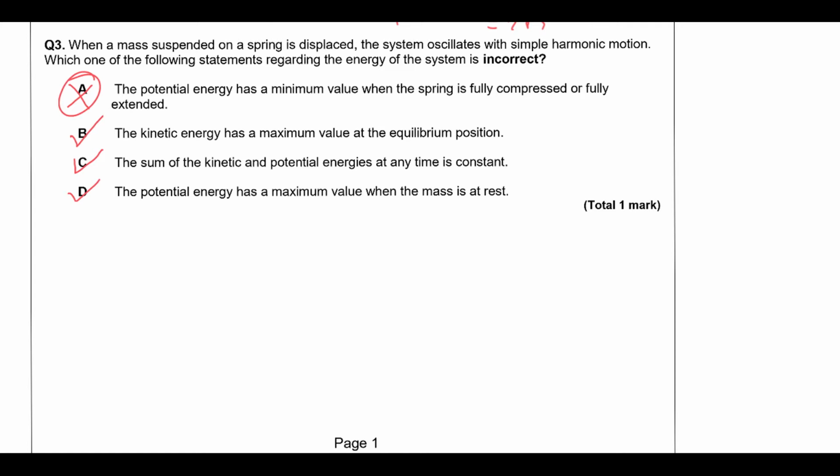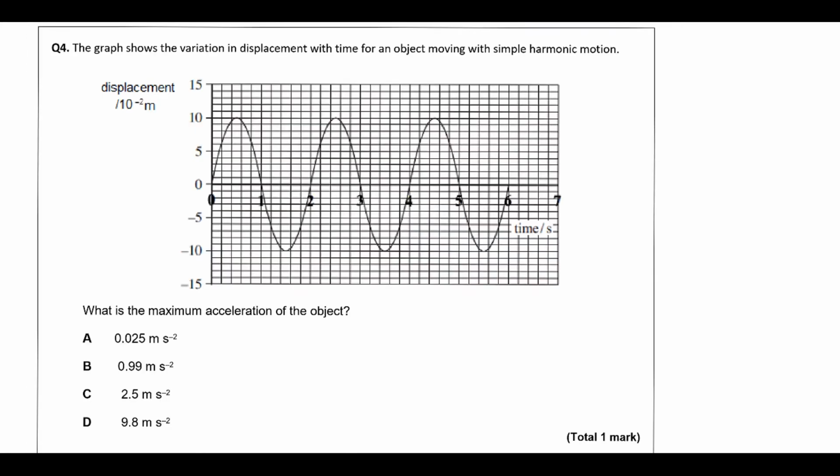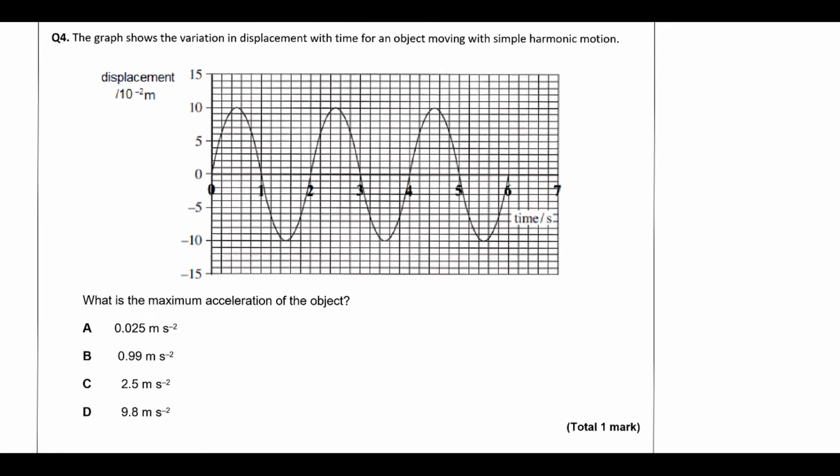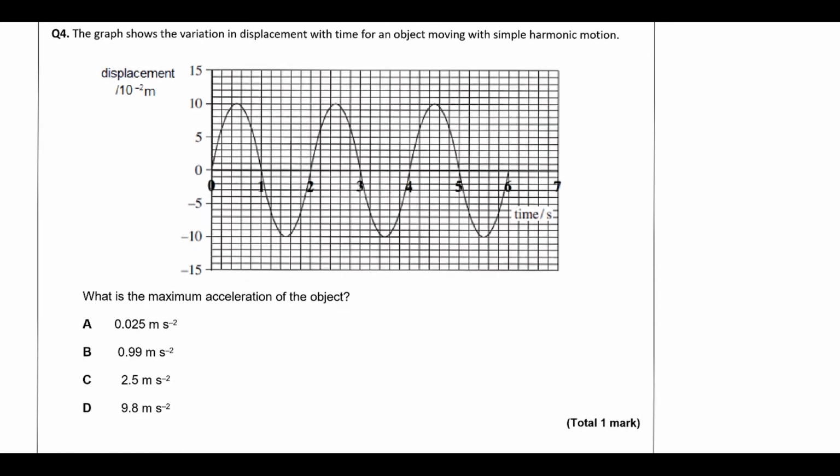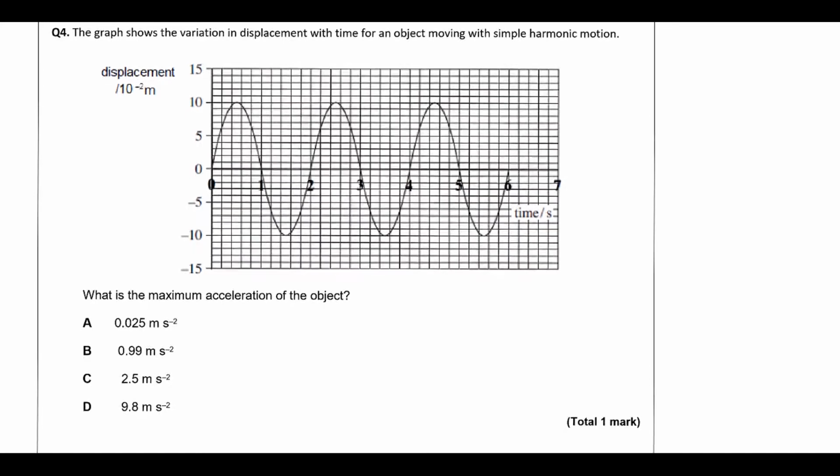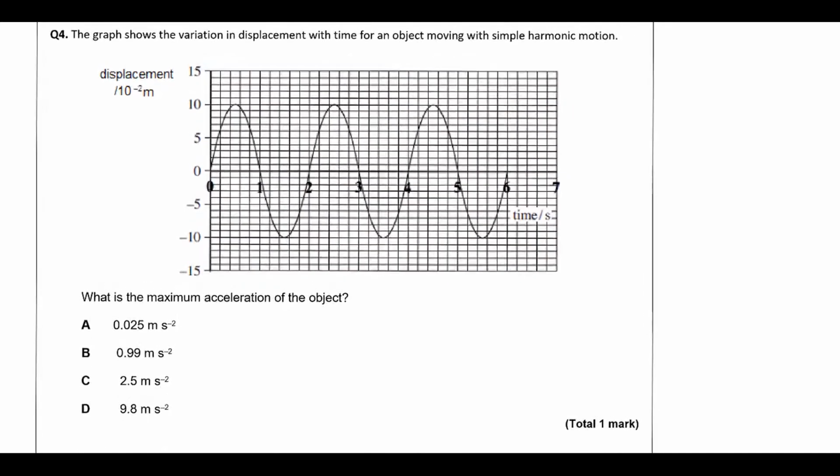Okay, so let's move on. We've got a graph showing the variation in displacement with time for an object in SHM. What's the maximum acceleration of the object? First of all, we can pick up from this graph that A is equal to 10 times 10 to the minus 2, that's 0.1 meters.